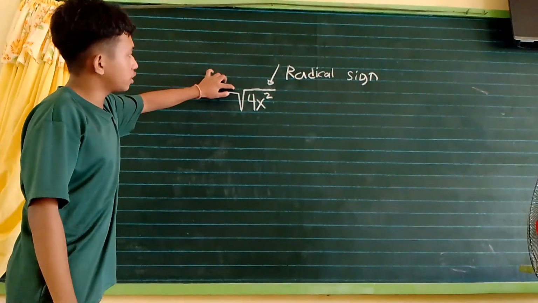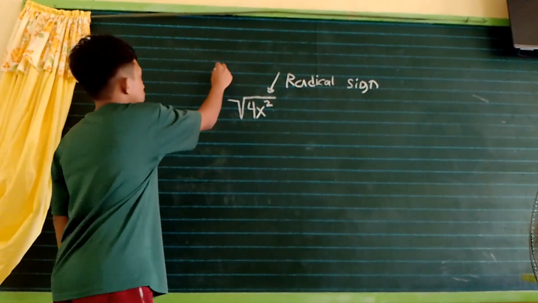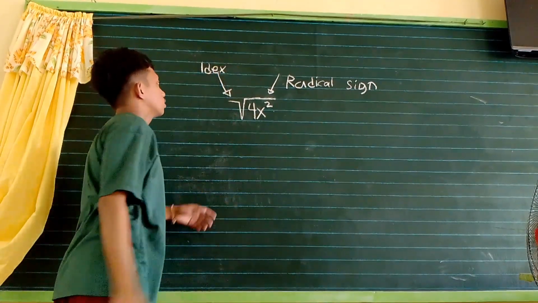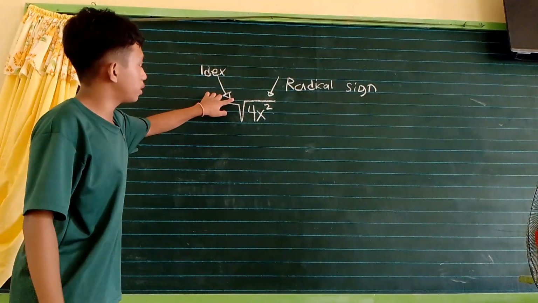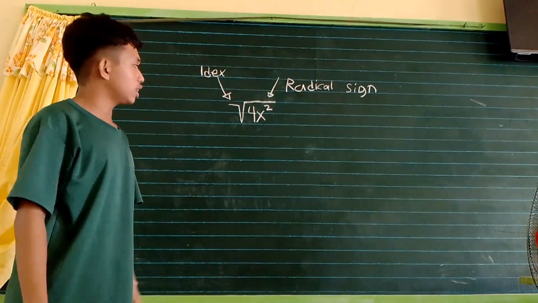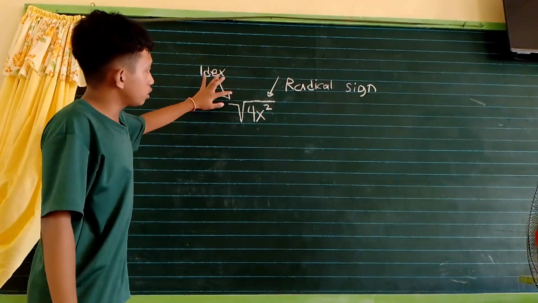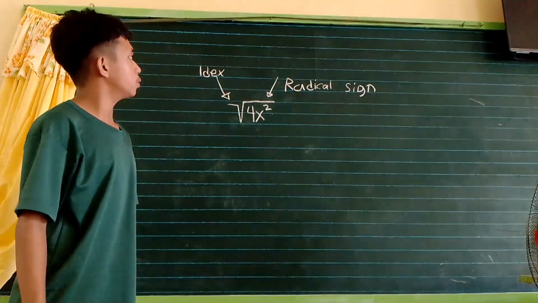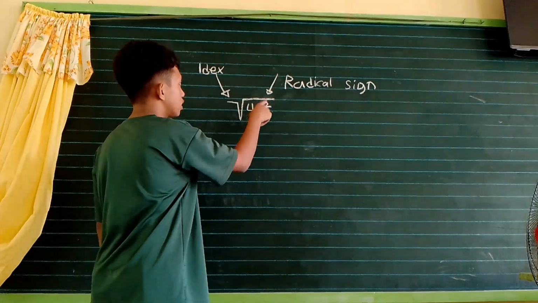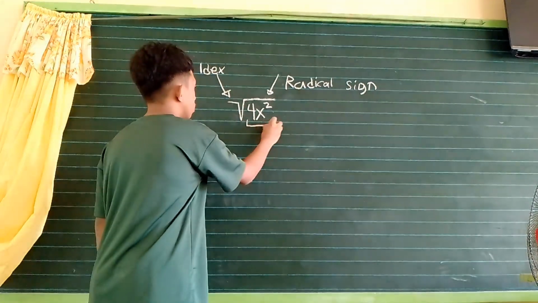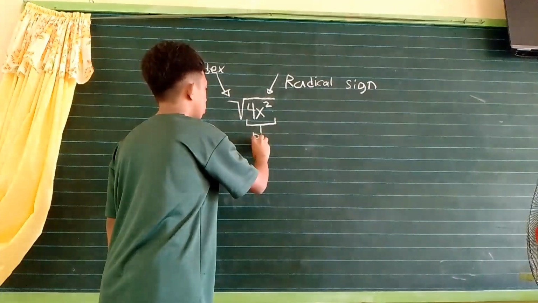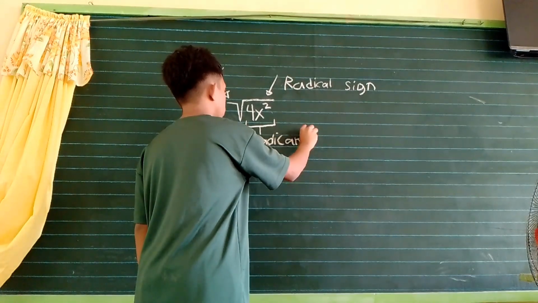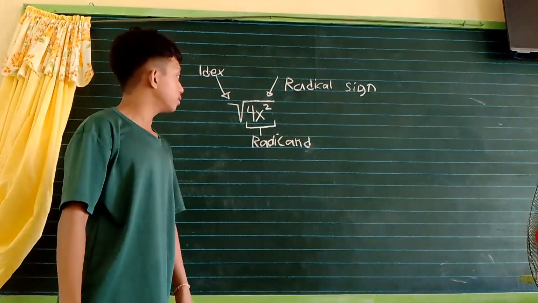And this part right here has a number called the index. You might be wondering, where is the number here? It's invisible because that number is 2. If you cannot see a number right here, that's automatically 2. The index is 2. And the inside of the radical sign is called the radicand.